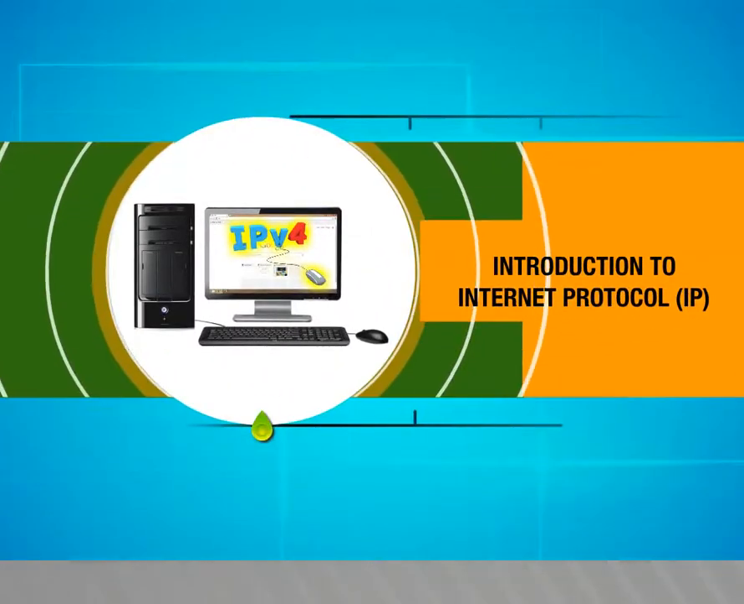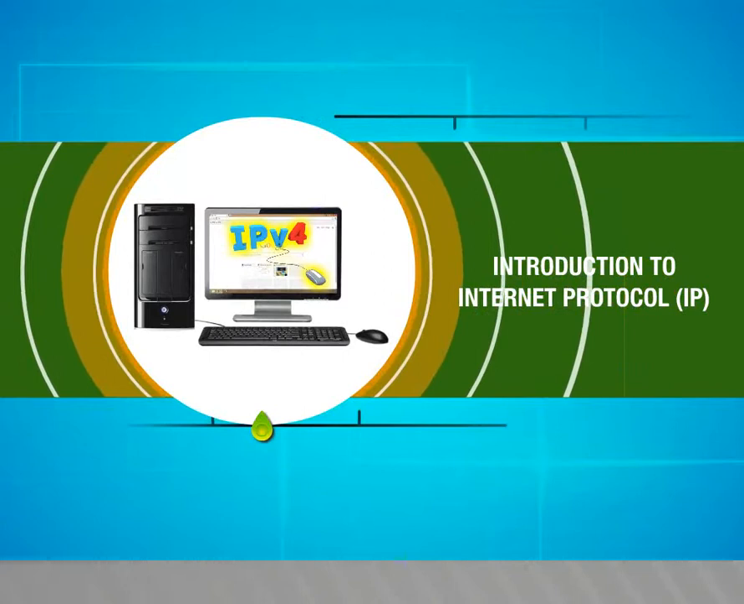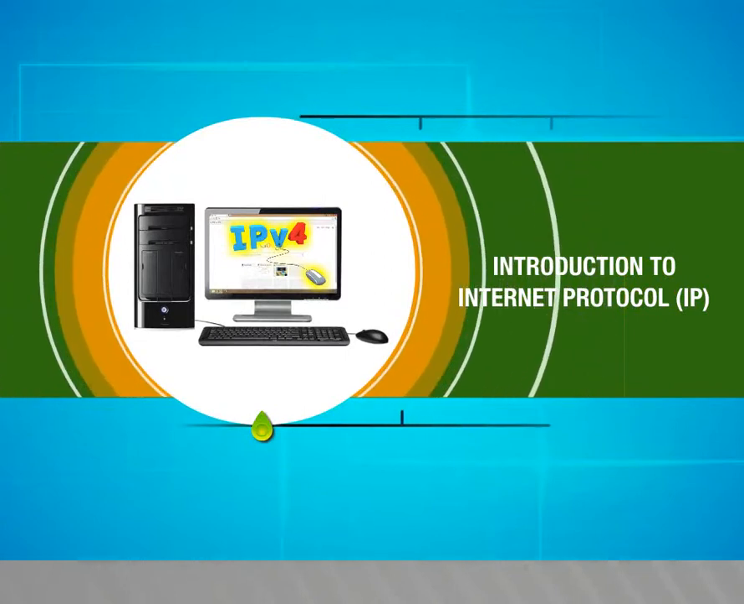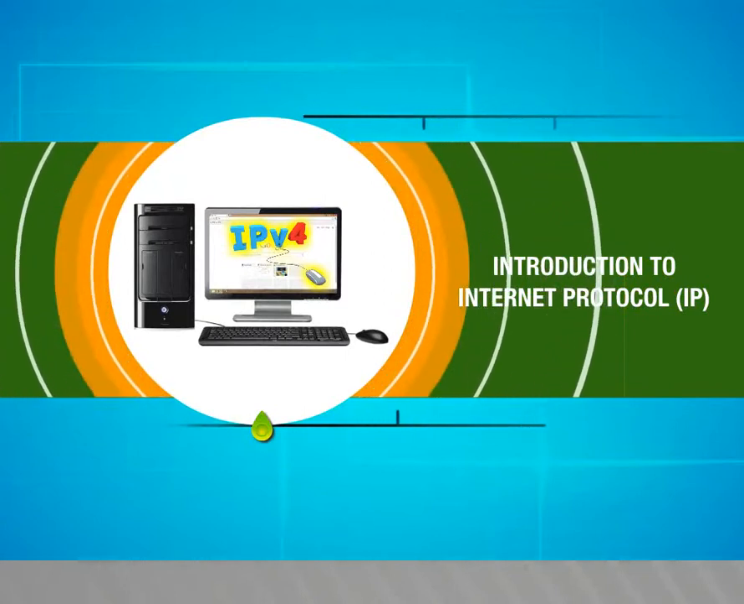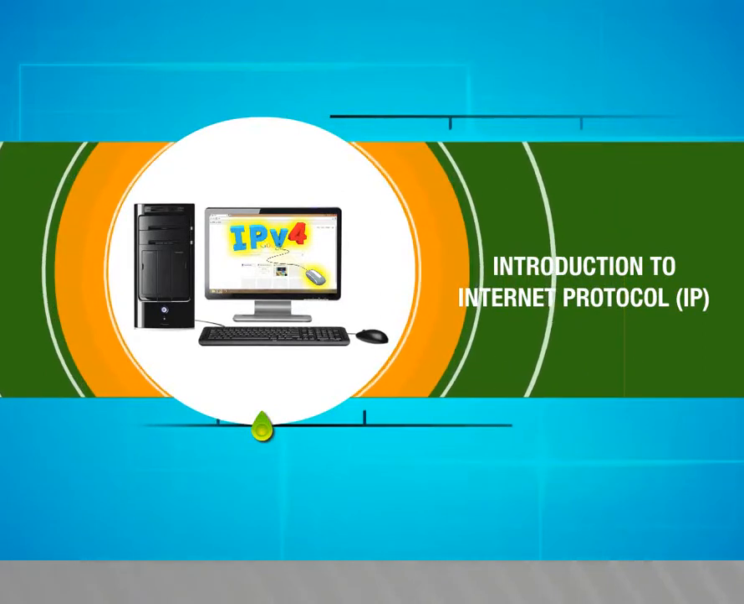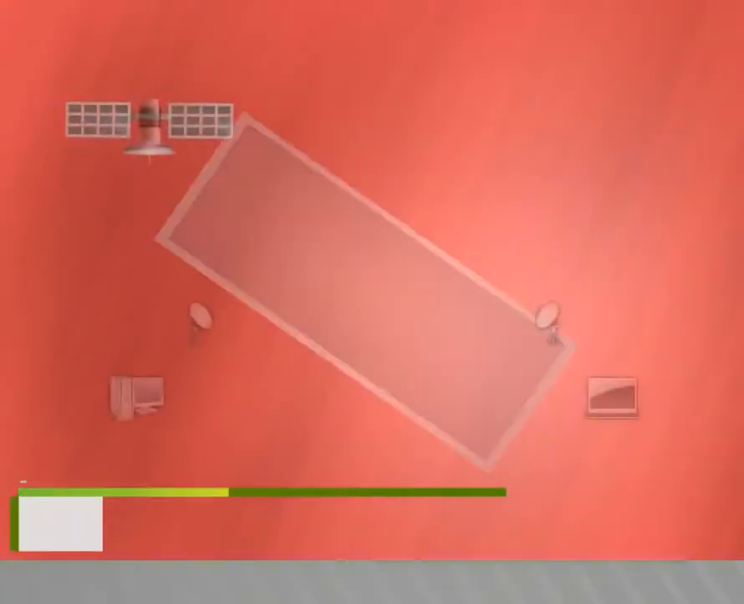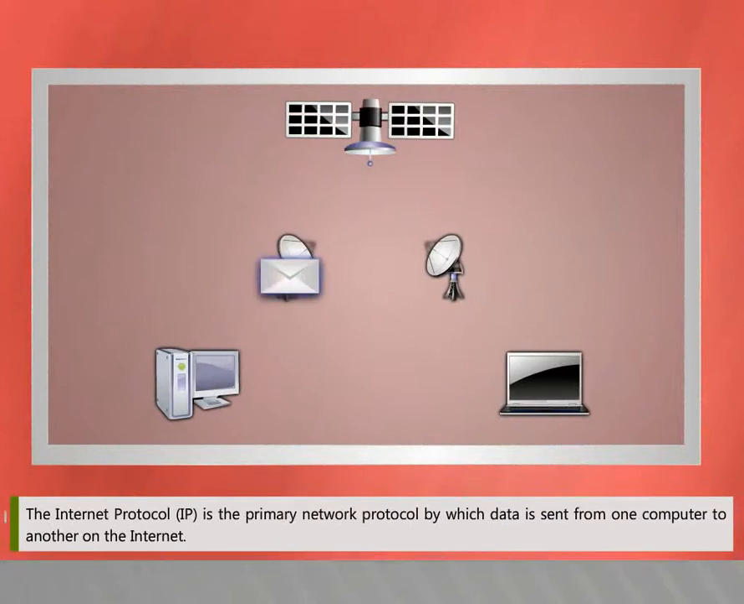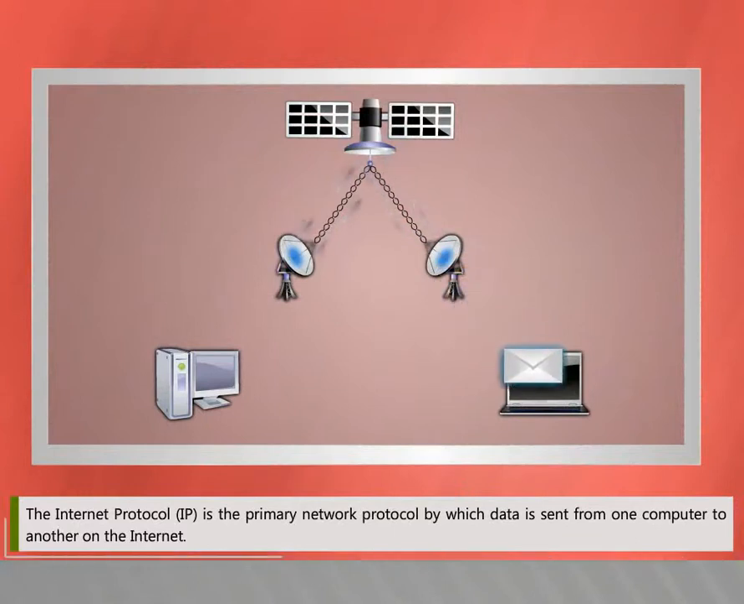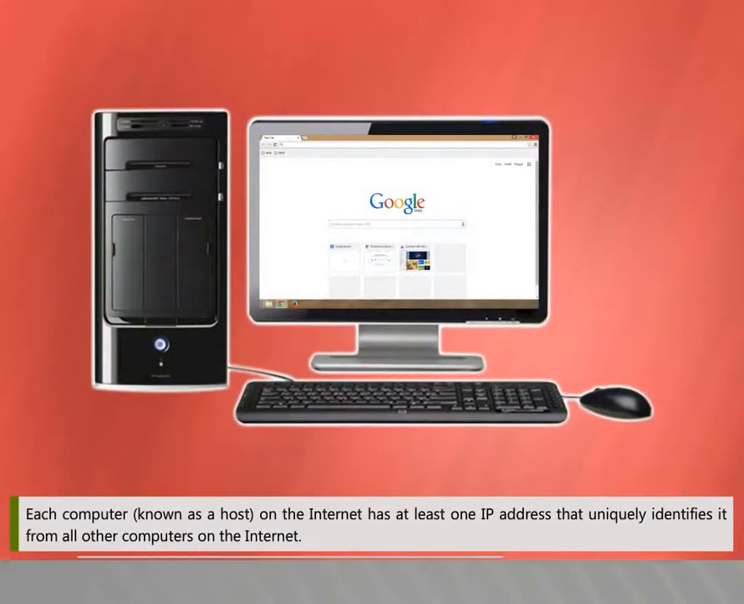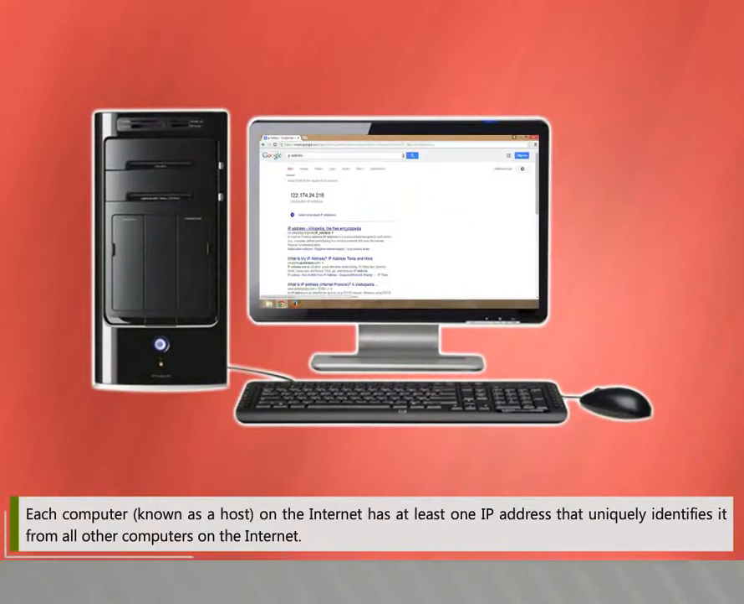Introduction to Internet Protocol, that is IP. In this video, we are going to see about Introduction to Internet Protocol, that is IP. The Internet Protocol IP is the primary network protocol by which data is sent from one computer to another on the Internet. Each computer, known as a host, on the Internet has at least one IP address that uniquely identifies it from all other computers on the Internet.